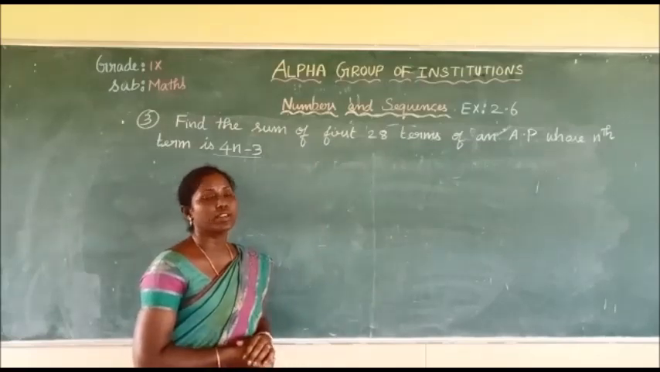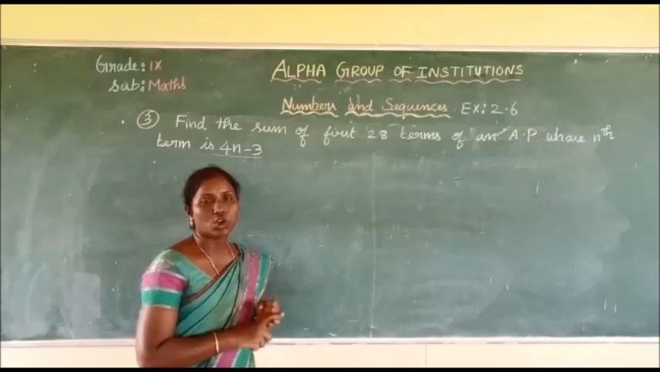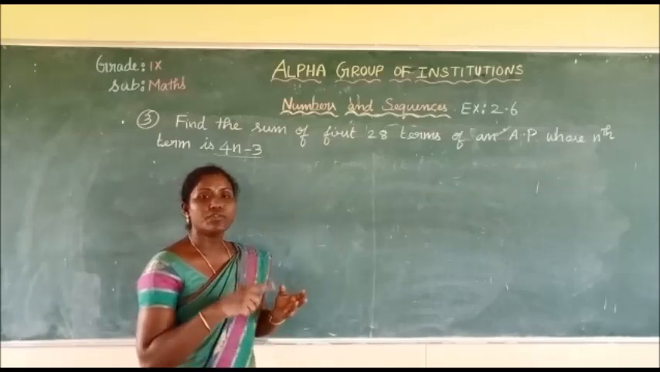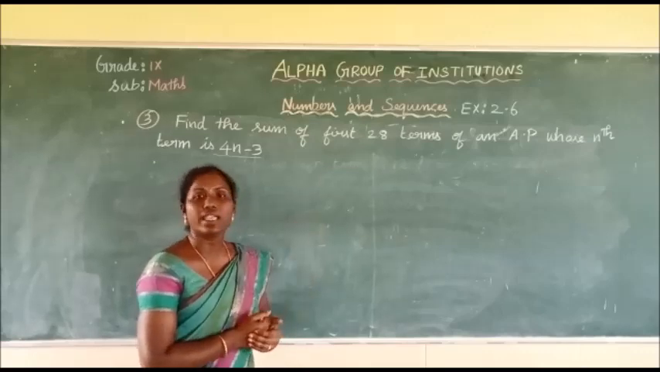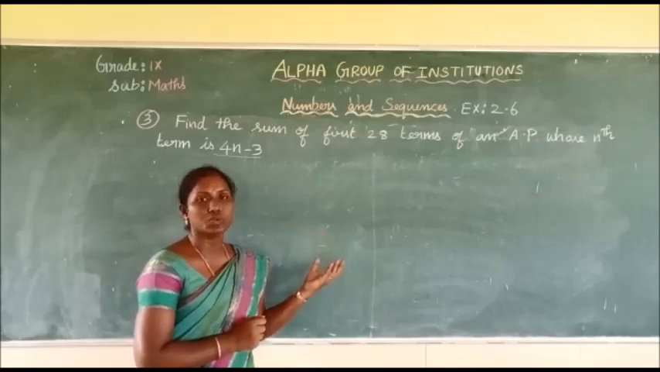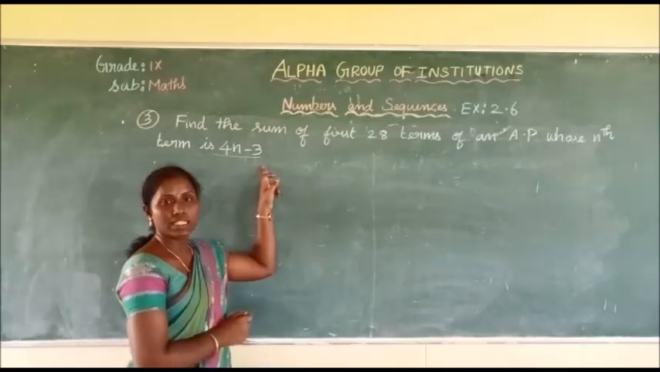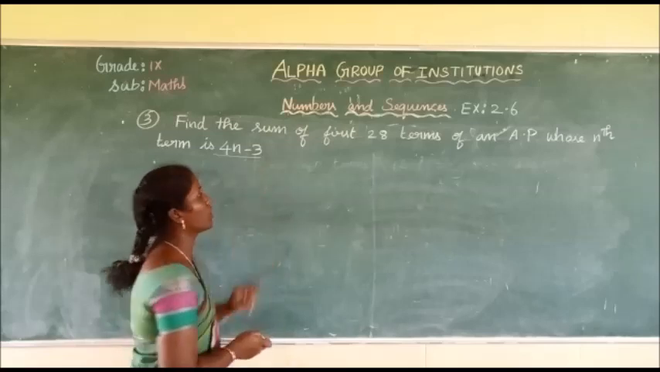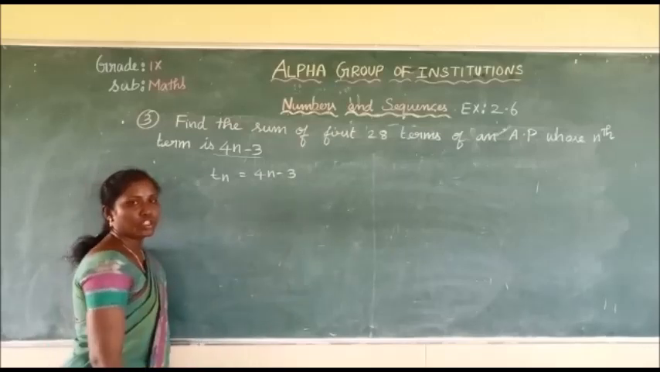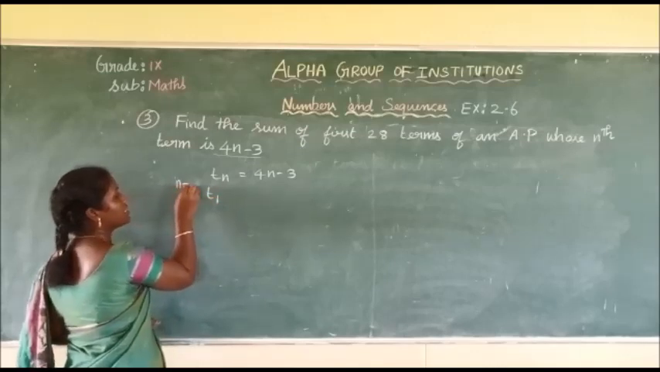What are the things needed to find the sum of the first 28 terms? We have to identify the first term and the common difference. The number of terms is given in the question, that is 28. To identify the first term and common difference we are going to use the nth term. What about the first term? If I substitute n is equal to 1 in this general term, it will give the first term. Here the given is Tn is equal to 4n minus 3. We have to replace n by 1.